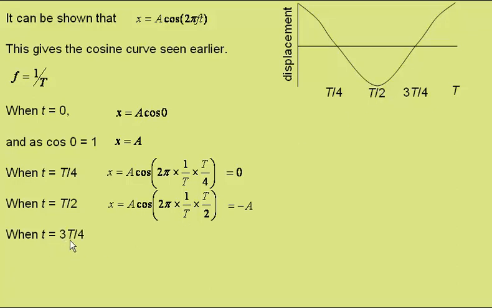At t equals 3 times the time period over 4, at this point, we get x equals a cos 2 pi times 1 over t times 3t over 4, which comes out at 0 again.